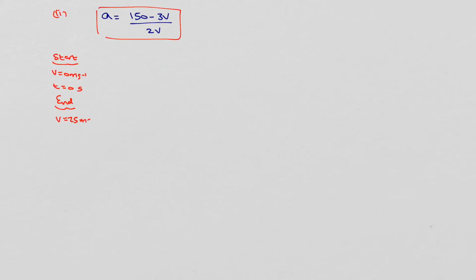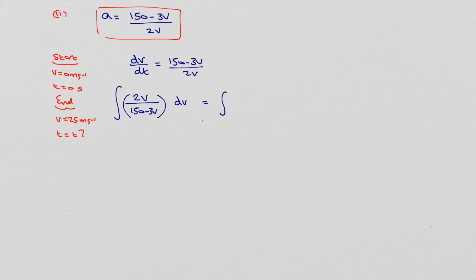So the time taken to do that, so the change in time is what we're looking for. If we're given v and t, we're going to write our acceleration as the rate of change of velocity with respect to time, so dv/dt. And therefore we're going to get all our v's on the left and everything else on the right. Now, unfortunately, we have a v on the top and the bottom here. So when I rearrange that, I'm actually going to get 2v over 150 minus 3v dv is equal to dt.